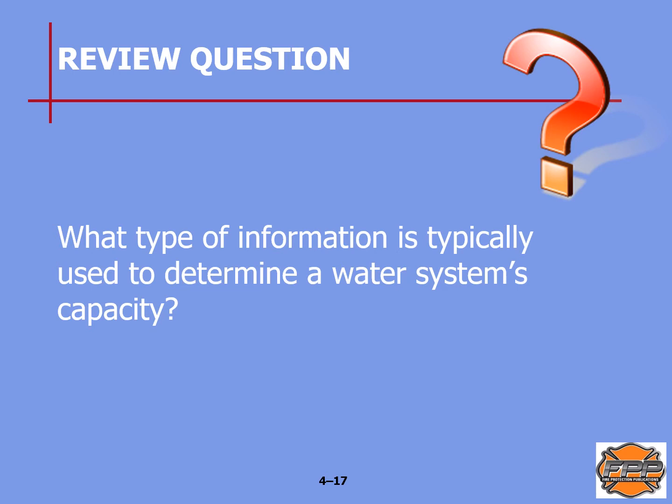Here's a review question for you. What type of information is typically used to determine a water system's capacity? That will be on page 50 of your manual.